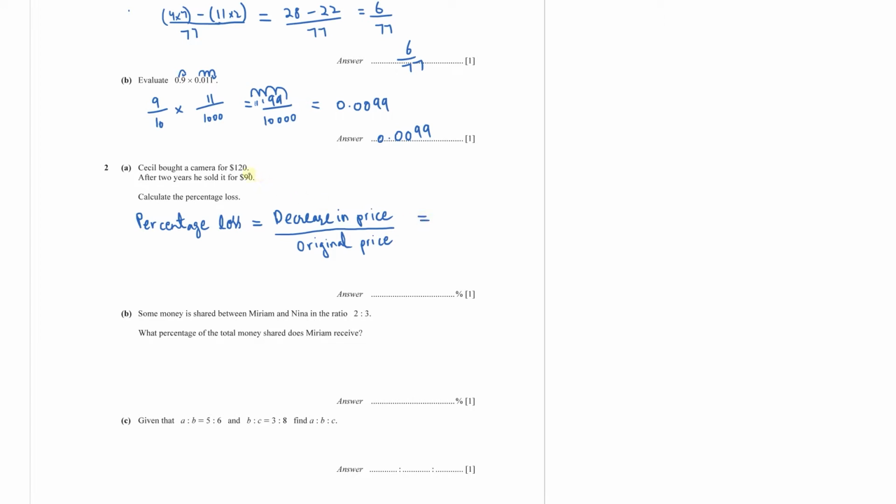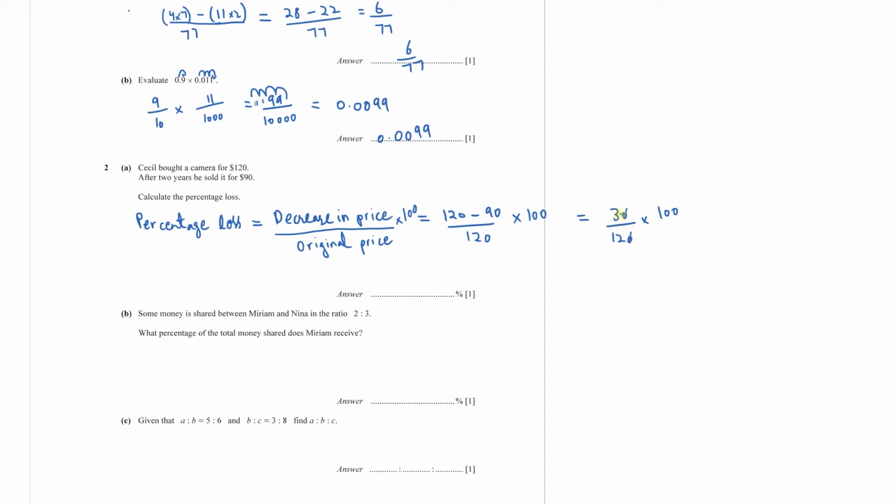So what's the decrease in price? It dropped from 120 to $90. So your decrease is 120 minus 90, and your original price was $120. Then you have to multiply here by 100 as well, because you're calculating a percentage. So 120 minus 90 would be 30. So 30 over 120 multiplied by 100.